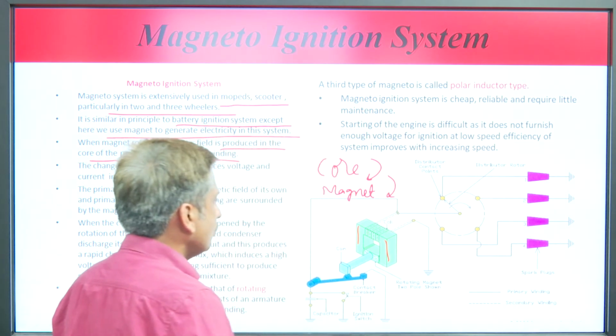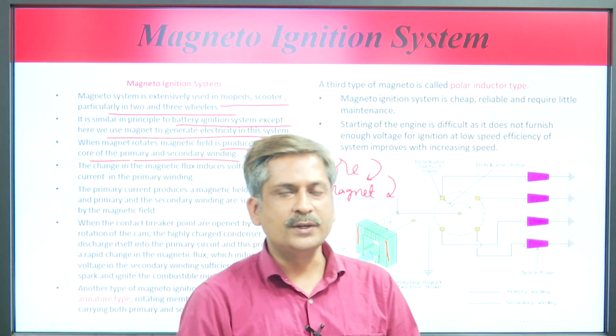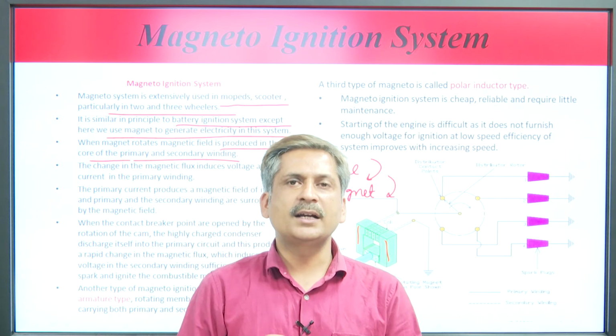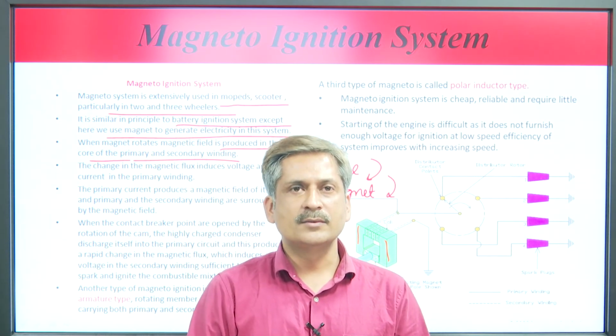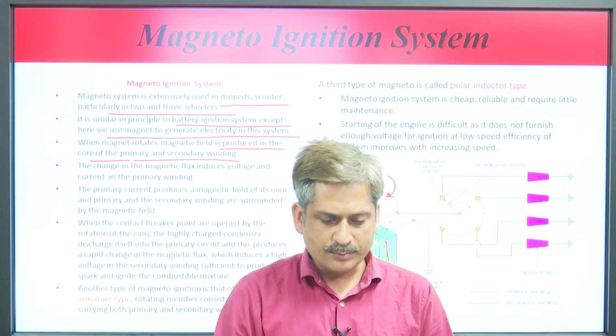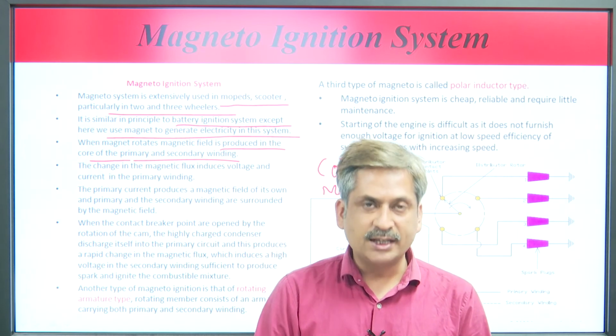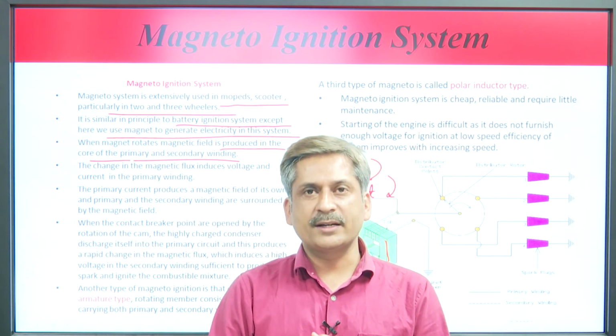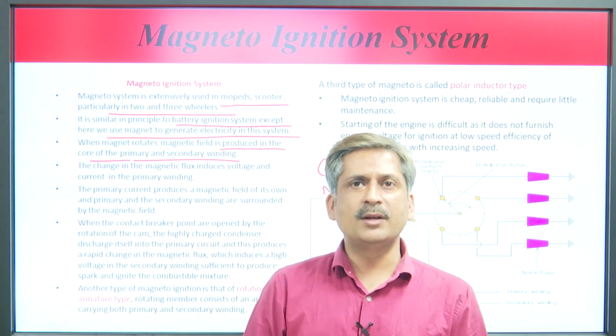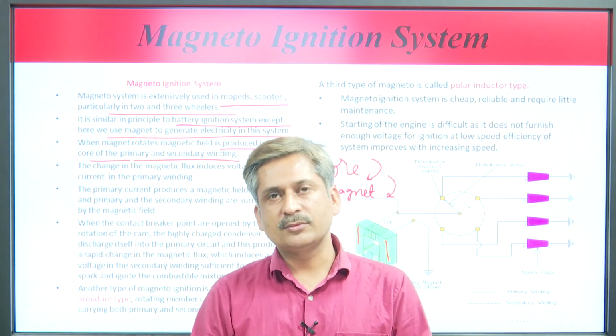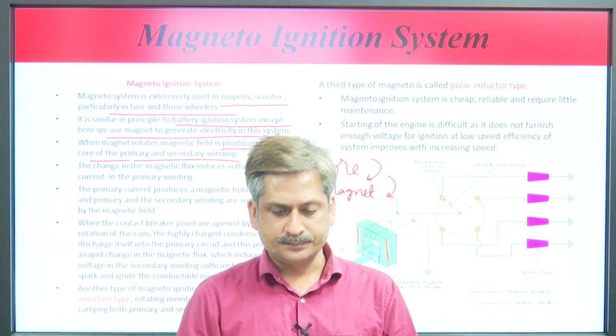The purpose is to create the magnetic field, and because of that magnetic field, the voltage is stepped up in the secondary circuit, same principle. Another type of magneto ignition is the rotating armature type or rotating magnet type. Working is similar to that of the battery ignition.